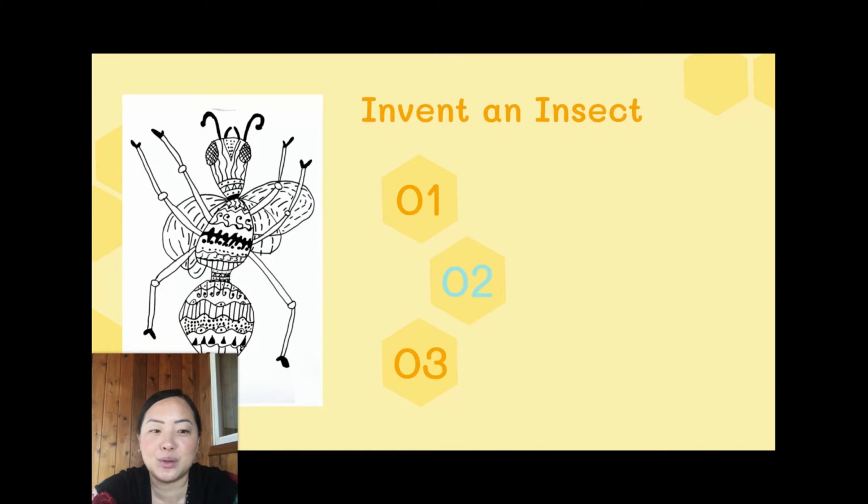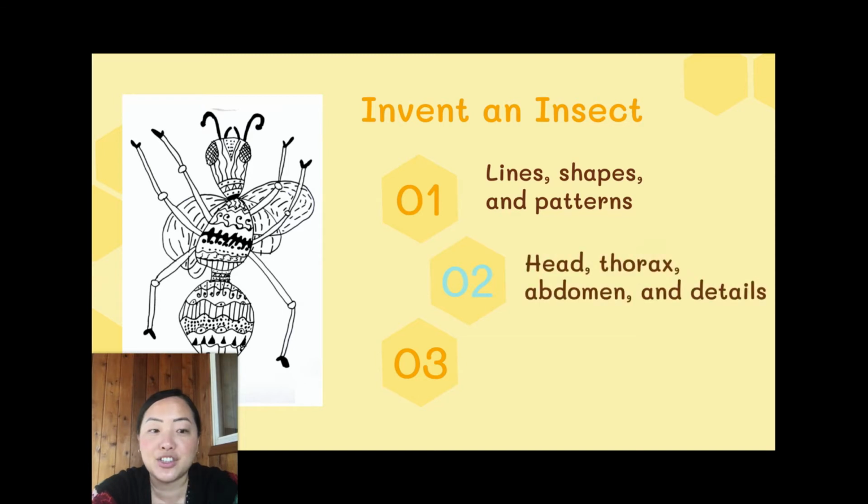Today, you will use a drawing tool like a pen or a marker to invent a new kind of insect. As artists, we're going to use lines, shapes, and patterns in our drawings. Make sure that you include 3 parts of our insect: head, thorax, abdomen, and also details like eyes, antenna, 6 legs, or wings. The most important thing I want you to keep in mind is that you are the artist, and your insect can be colorful, imaginative, wacky, silly, or even have a story.